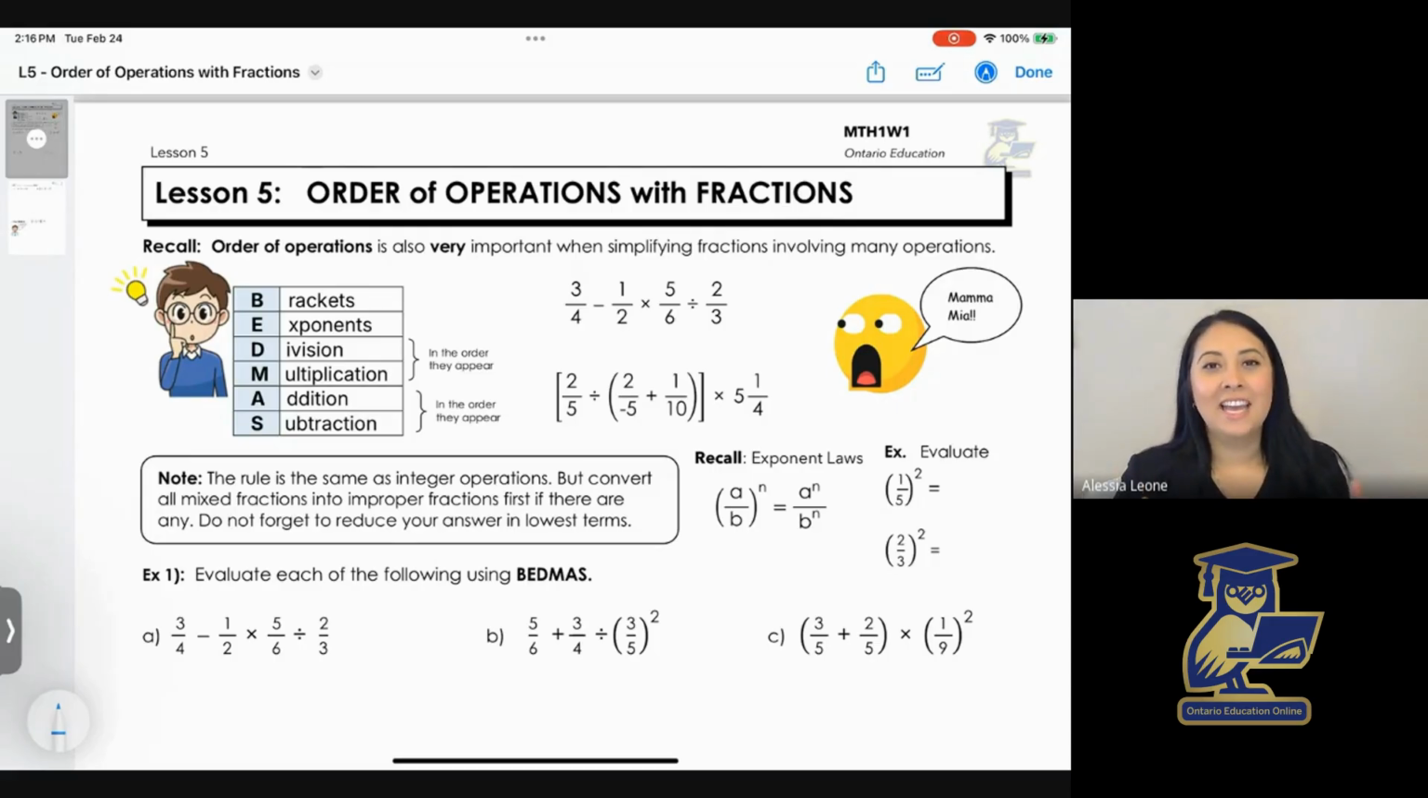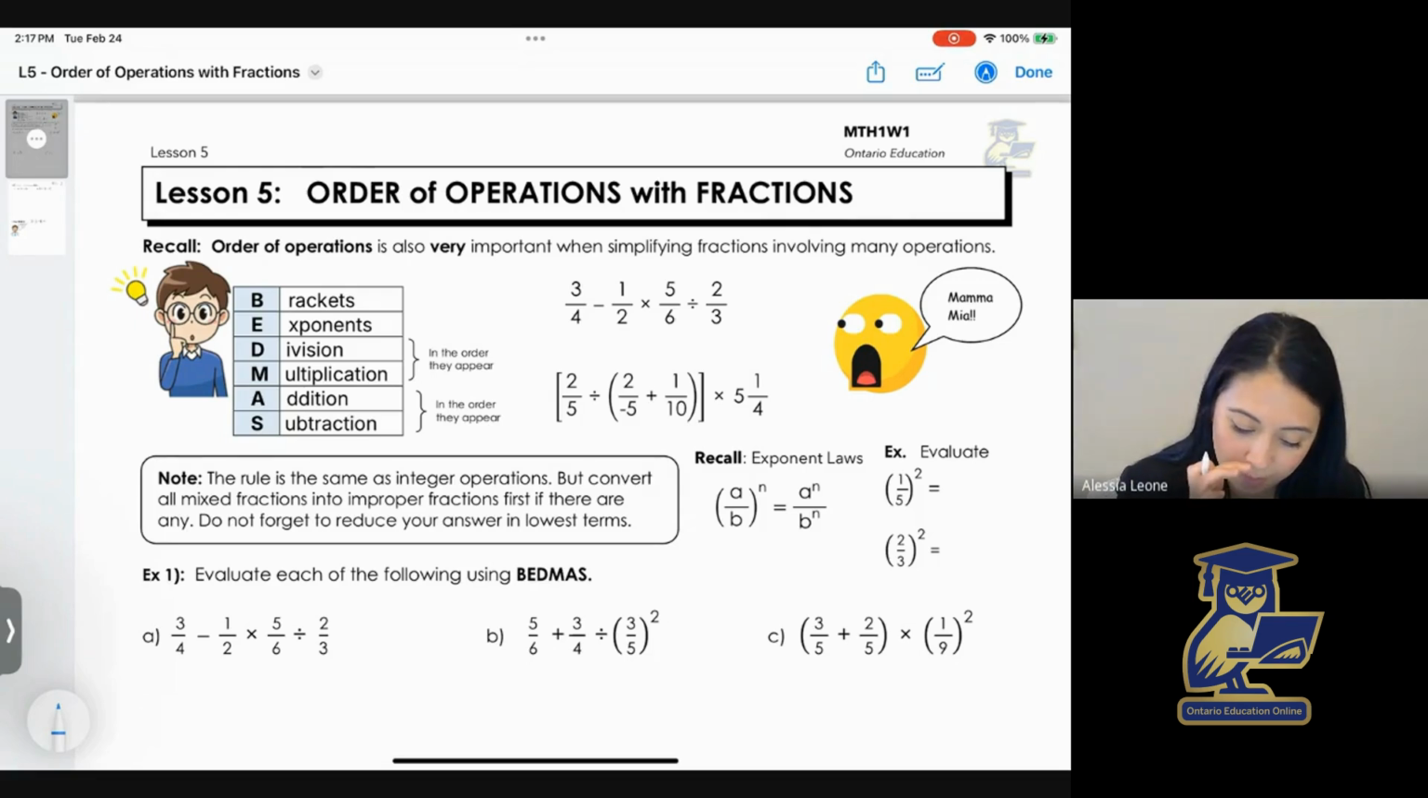So today we're combining two things: order of operations and fractions. So it's going back to basics with BEDMAS, but instead of normal whole numbers, we're going to be using fractions. But the same rules apply even if it's fractions. We still are going to follow BEDMAS with fractions. So let's get started.